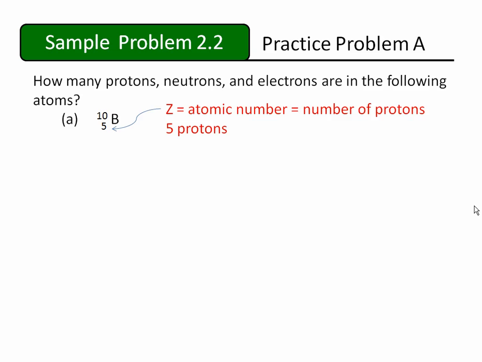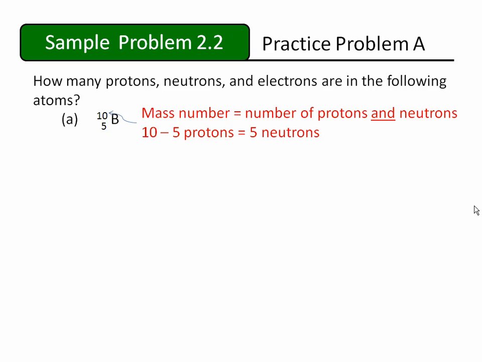The bottom number, 5, is the atomic number symbolized by Z, or the number of protons for this atom. So we can say that this particular atom of boron has 5 protons, as will every atom of boron. The top number is the mass number. That is the sum of the protons and the neutrons together. So since we already knew the number of protons, we can do some subtraction, 10 minus 5 protons, and decide that this particular atom has 5 neutrons.